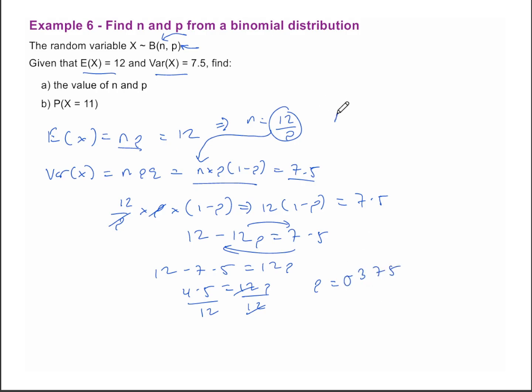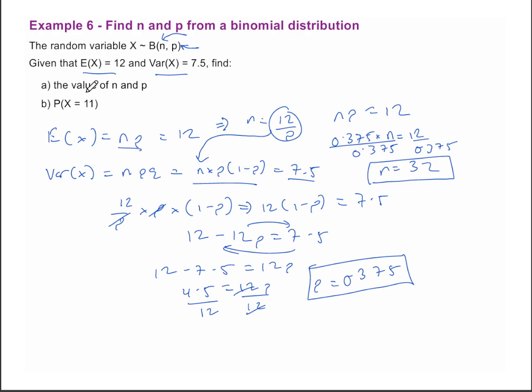Then, since we have that np is equal to 12 and p is 0.375, our n will be found by this formula: 0.375, which I've substituted in for the value of p, multiplied by n is equal to 12. I can divide by 0.375 on both sides, and that will give me my n to be 32. Therefore, my number of trials is 32, and my probability of success is 0.375 for my discrete random variable x.